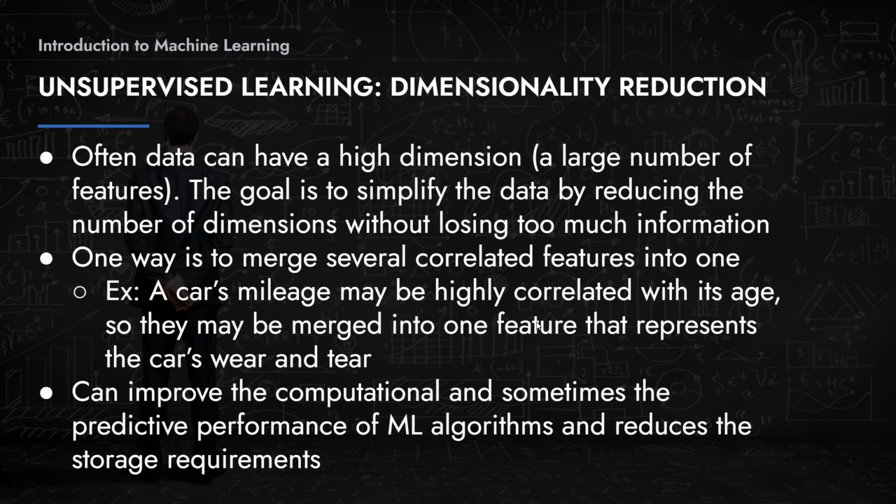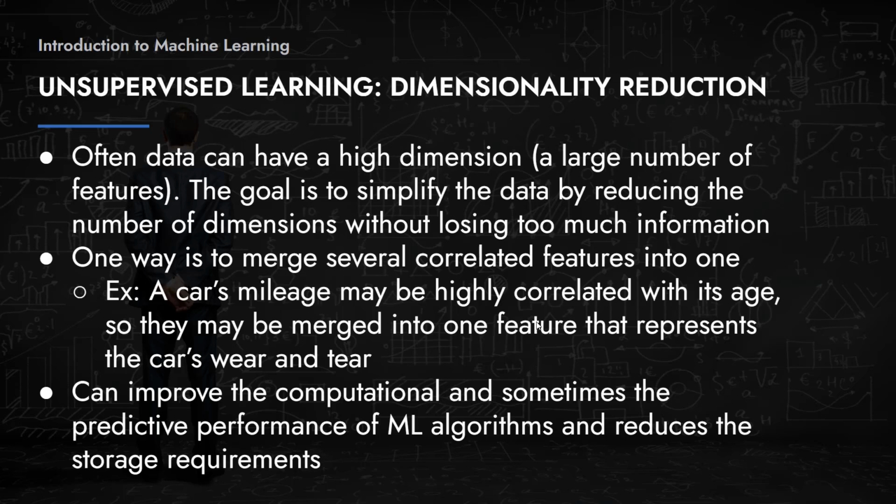Dimensionality reduction. Often data can have a high dimension, a large number of features. The goal is to simplify the data by reducing the number of dimensions without losing too much information. One way is to merge several correlated features into one. For example, a car's mileage may be highly correlated with its age, so they may be merged into one feature that represents the car's wear and tear. That's a very good example of dimensional reduction.